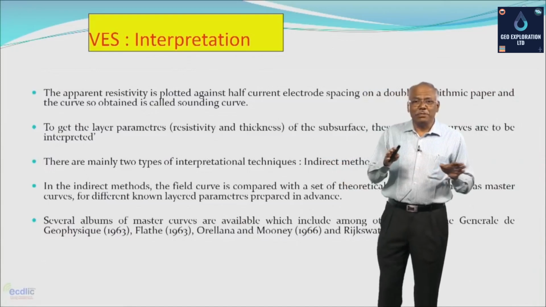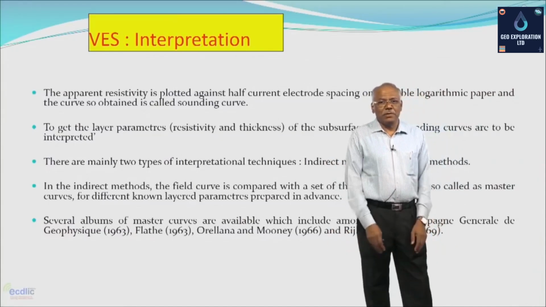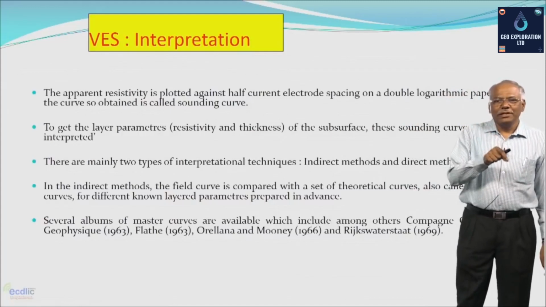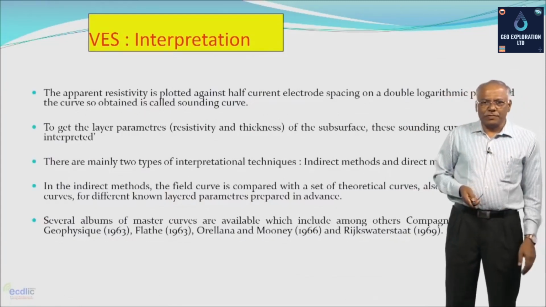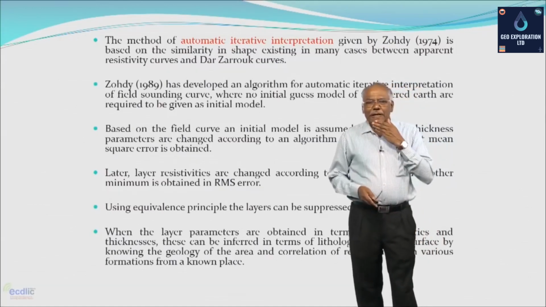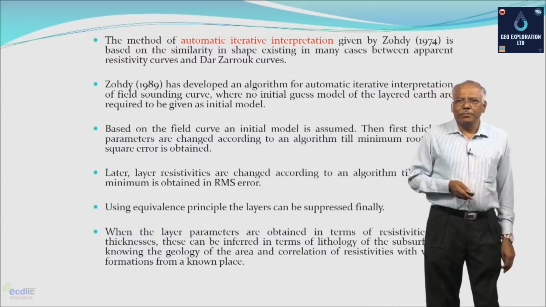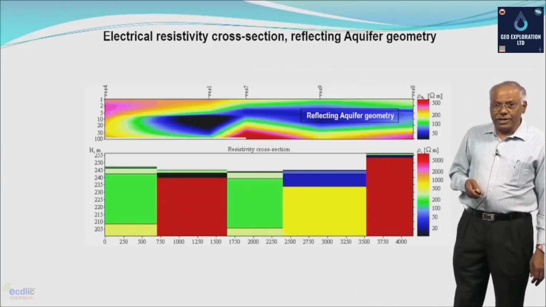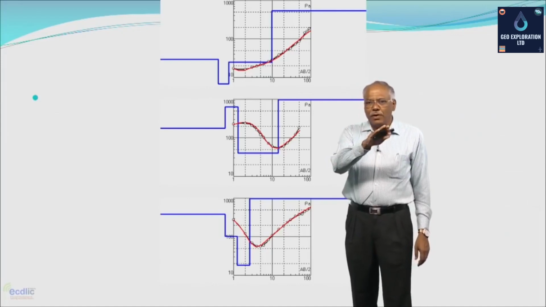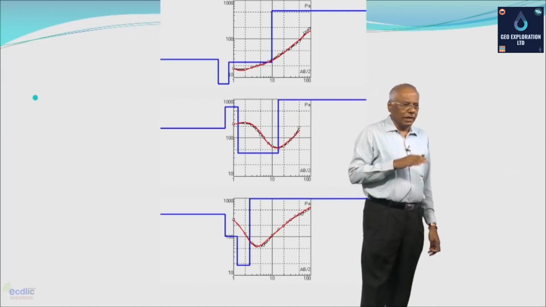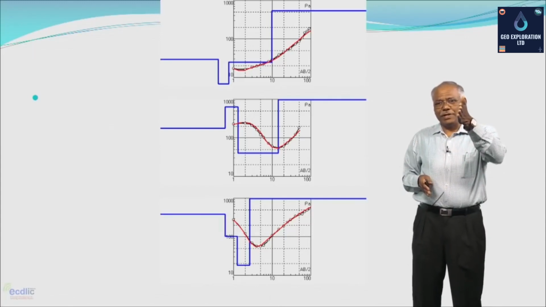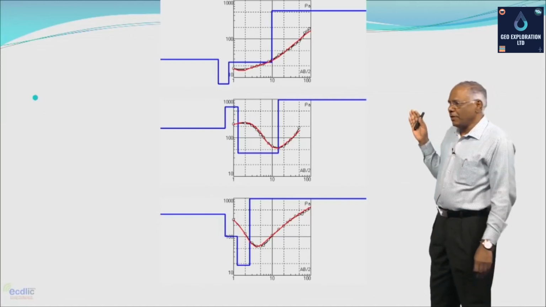There are more than 700 different master curves prepared by many workers like Mooney, Orellana and many others, and therefore it is possible for us to match the field curve with the theoretical curve and find out the true resistivities. It is a very cumbersome process, but these days we have a large number of software packages which automatically interpret the different parameters by iterative technique, and such software is widely in use. In the software, on log paper, the horizontal x axis has the depth or electrode spacing, and you have the apparent resistivity, and as you go deeper, the kind of graph obtained gives you an indication.